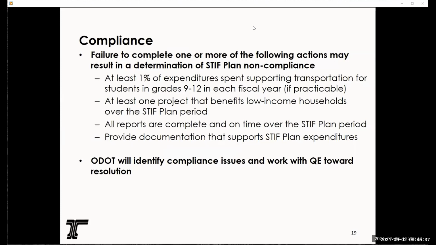ODOT will identify compliance issues and work with the QE towards resolution with a compliance action plan. If there are 3 or more SPRs that indicate the QE has failed to substantially comply with its approved STIF plan, a remediation strategy will be required from the QE. Any ongoing compliance issues without a remediation strategy is a risk for the QE to have their next proposed STIF plan rejected by the PTS or by the OTC.